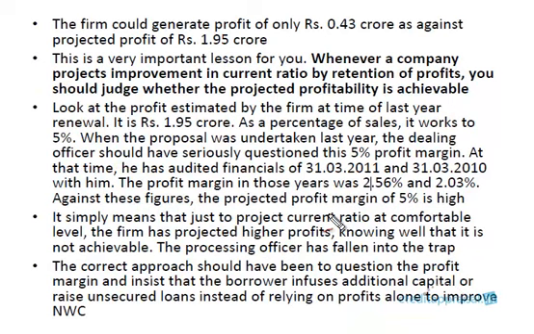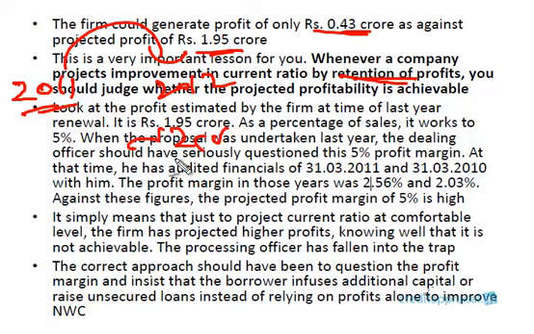This is a very important lesson for you, right? The company has achieved a profit of only 43 lakhs compared to the projected 1.95 crores. You have to keep this in mind always. Whenever a company projects improvement in NWC or current ratio by retention of profits, you have to be very careful. You have to check whether that projected profitability is achievable or not. You see, last year, in 2011, when the company was submitting projections for the next year, it said that we will achieve a profit of around 2 crores, which will improve the NWC, and the current ratio will improve as per the bank norms.